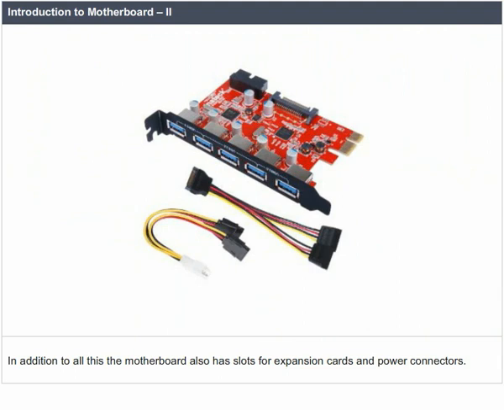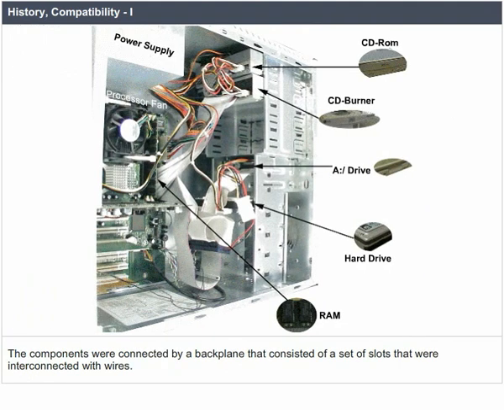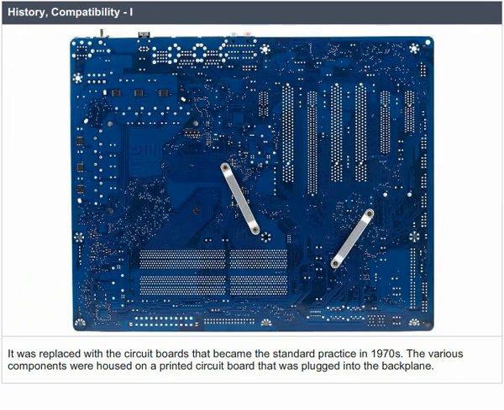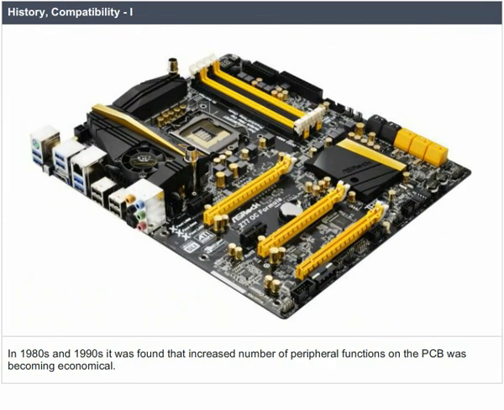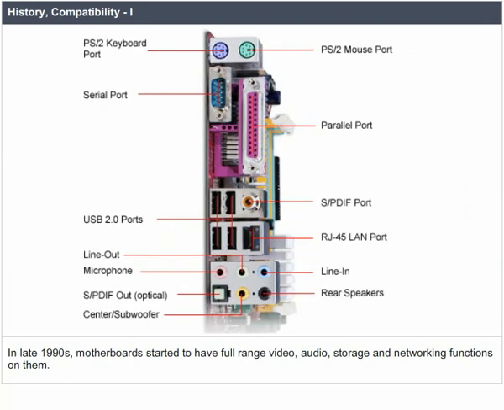The first, second, and third generation computers were built in a mainframe. The components were connected by a backplane that consisted of a set of slots that were interconnected with wires. It was replaced with circuit boards that became the standard practice in the 1970s. The various components were housed on a printed circuit board that was plugged into the backplane. In the 1980s and 1990s, it was found that the increased number of peripheral functions on the PCB was becoming economical. Therefore, single integrated circuits were being included on the motherboards. In the late 1990s, motherboards started to have a full range of video, audio, storage, and networking functions on them.